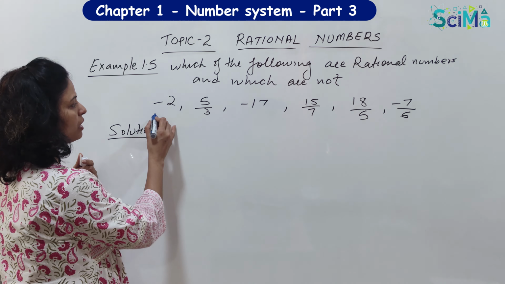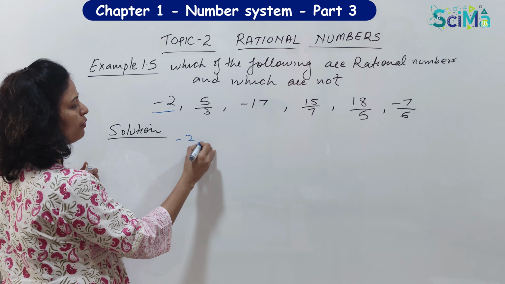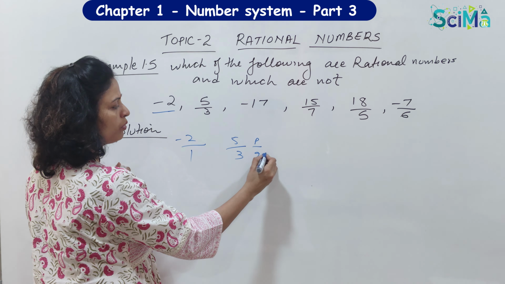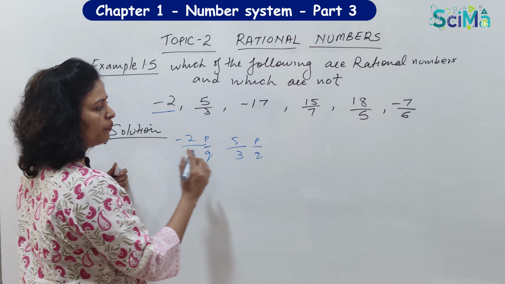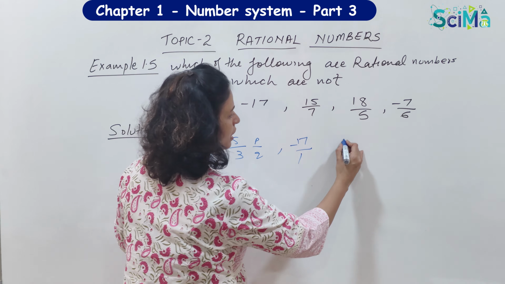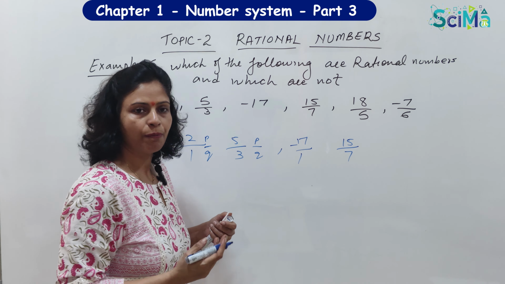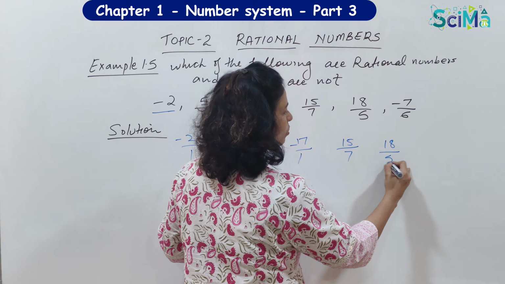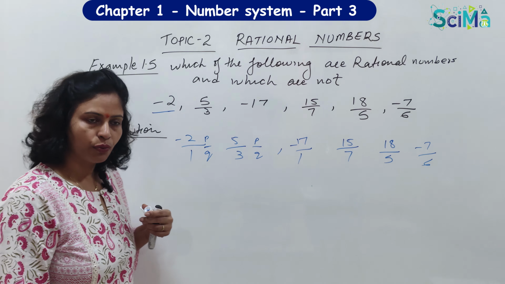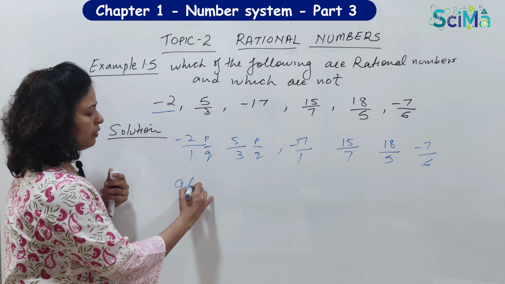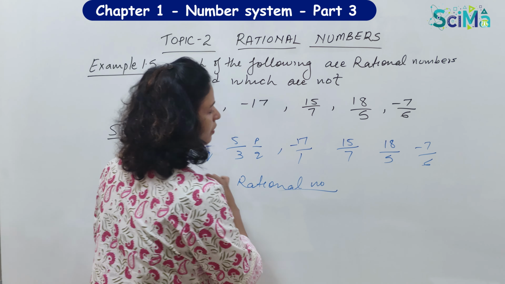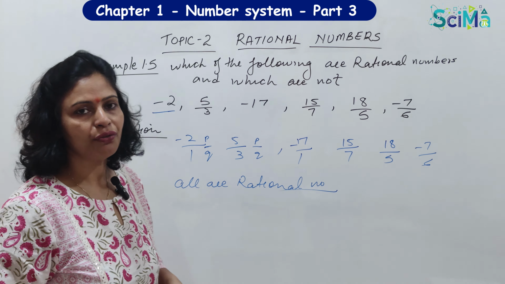Okay. So here you see minus 2 is a rational number. It can be written in the form of minus 2 by 1. 5 by 3 is in the form of p by q. Even minus 17 can be written as minus 17 by 1 in the form of p by q. 15 by 7 is also in the form of p by q. 18 by 5 is also in the form of p by q. And minus 7 by 6 is also in the form of p by q. Right. That means all are rational numbers. Here all the numbers given are rational numbers. Okay. They can be written in the form of p by q.